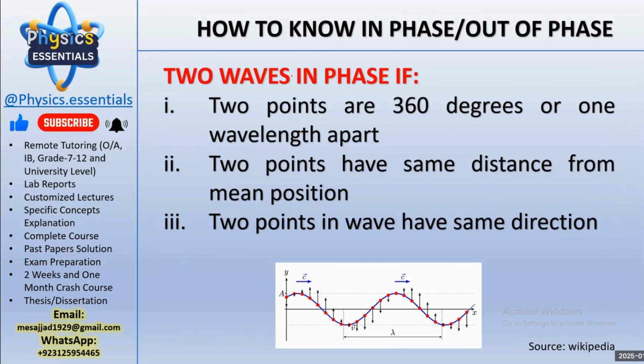If two of them are met and one is not met, then we will say that the waves are not in phase. All these three must be fulfilled in order to say that the 2 points are in phase. If any of these three conditions are not met, we will say the waves are not in phase.